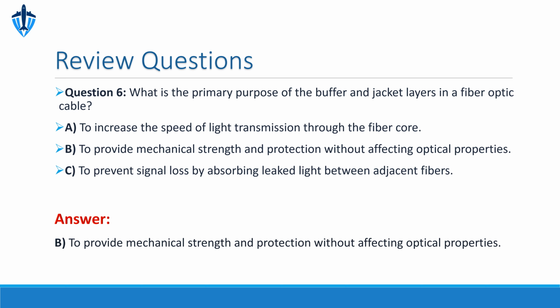Option A is incorrect. The speed of light in the core is determined by its refractive index, not the outer layers. Option C describes the function of a separate, light-absorbing material, sometimes placed between fibers in a bundle, not the primary role of the buffer and jacket for an individual fiber.